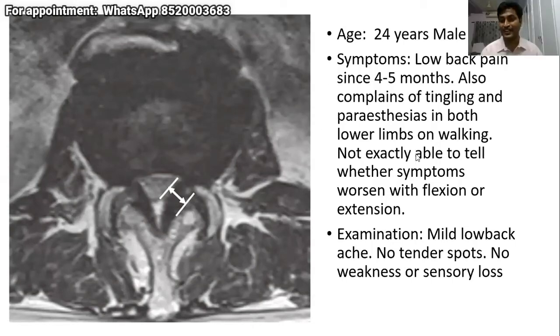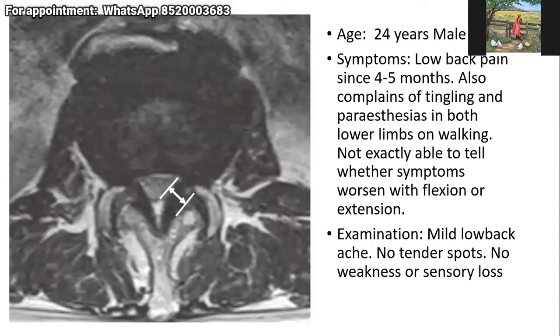First, read the clinical symptoms and examination findings. Come to a valid diagnosis from the clinical symptoms and examination. Then read the MRI. Correlate your diagnosis, and then you will decide what the treatment will be. So you want me to read out the symptoms? Yeah, read out.